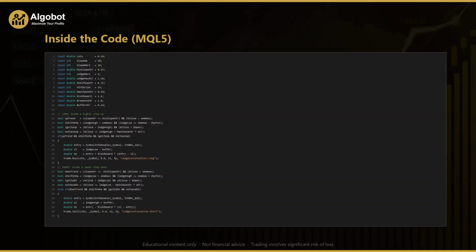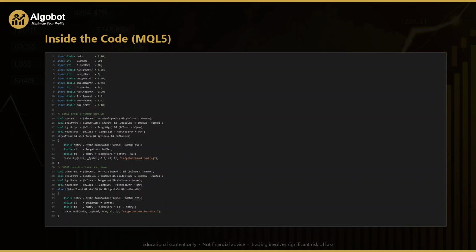Now look at the long block. Four Boolean checks must all be true together. Uptrend confirms the slope, and that price is above the average. SlowSma confirms the shelf rests on the rising baseline. IgniteUp confirms a bullish close above the shelf high, and NoChaseUp confirms the close is not overextended. When they align, the code reads the ask price, sets the stop just below the shelf low, computes the take profit as risk-reward times the risk, and calls trade.buy.